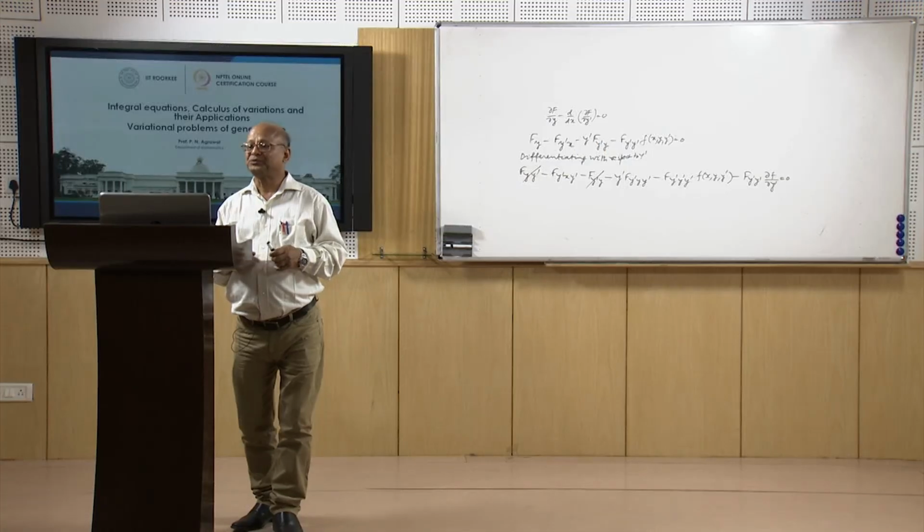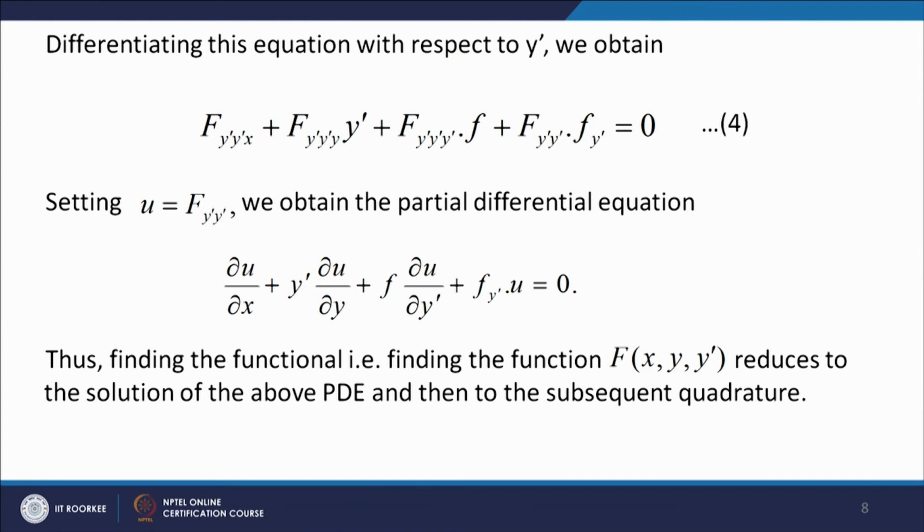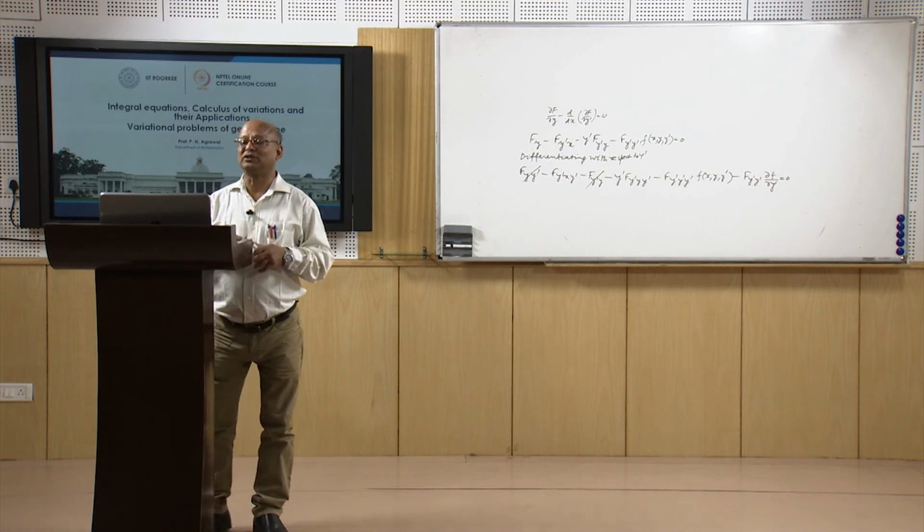Now let us set f_y' equal to u. Then this equation gives the partial derivative of u with respect to x, plus y' times the partial derivative of u with respect to y, plus f times the partial derivative of u with respect to y', plus f_y' into u equal to 0. Thus, in order to find the functional, that is the function f(x, y, y'), we have to solve the above PDE for the function u, and then do the subsequent quadrature, because once u is known, the functional f can be found from the equation u = f_y'y'.